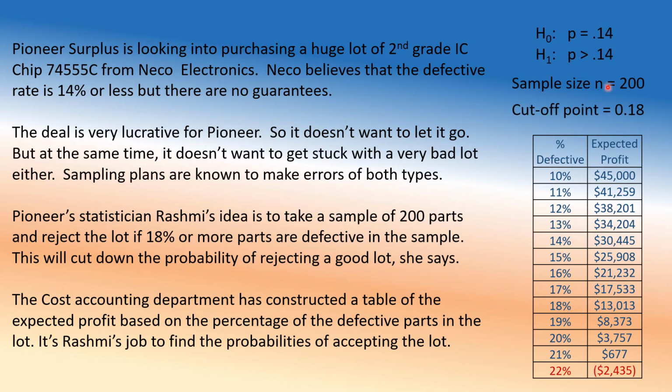Here are some details. 14% defective. That's what the claim is. I could have put less than or equal to 14 also. And the alternate is more than 14% defective. Sample size is 200. Cutoff point is 18%. If you get 200 parts, 36 parts or more defective means reject. Less than 36, take it.